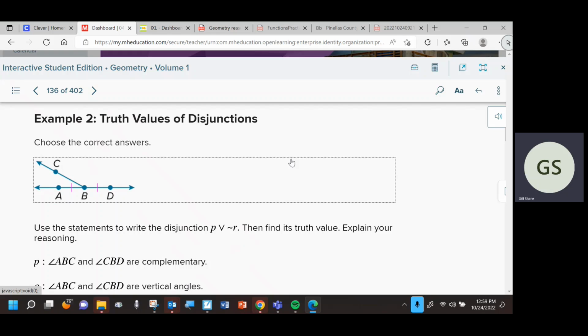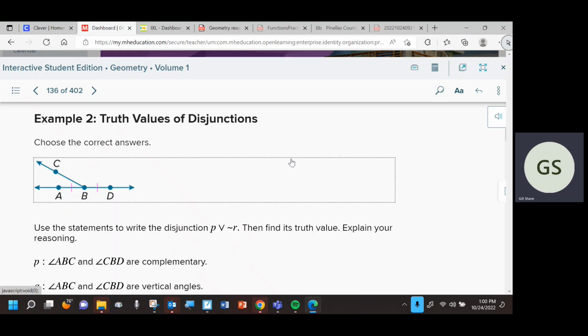So look at the figure they give you and then the statements. The first two statements are not true statements. So you've got to get used to that. Don't read a statement and go, wait a minute, that doesn't make any sense. What does complementary mean? You did a whole section on this. Complementary means they add up to, no, that's supplementary, 90. So they're telling you angle ABC and angle CBD are complementary.